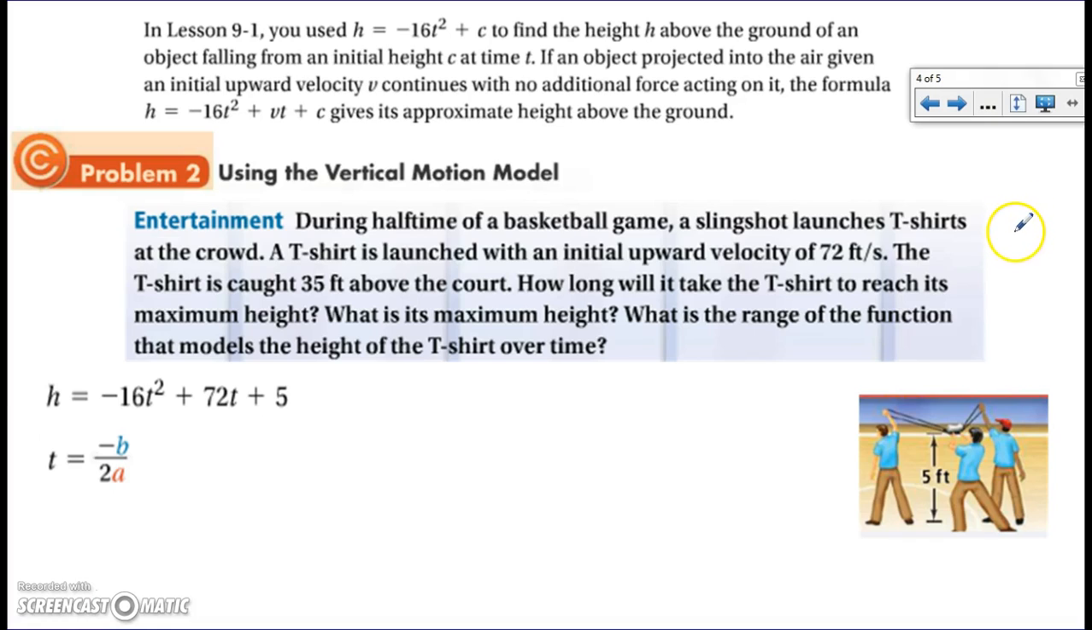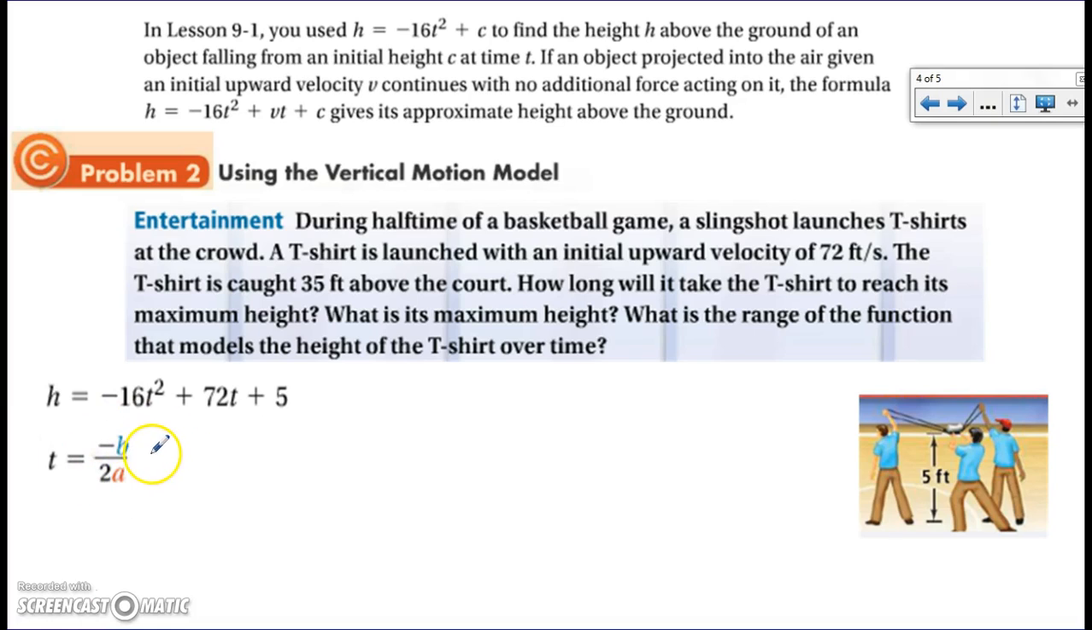We want to know how long the t-shirt is going to take to reach its maximum height, and then we want to know what that maximum height is. So again, that's going to be talking about the vertex. And then we want to know what is the range of the function that models the height of the t-shirt over time.